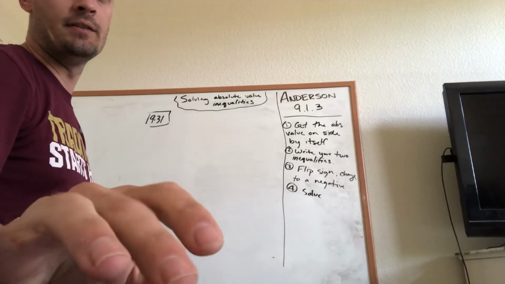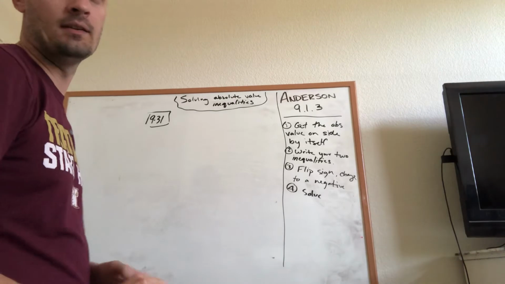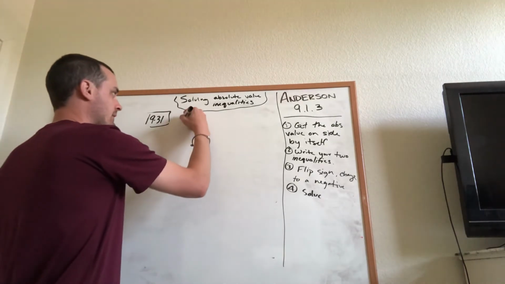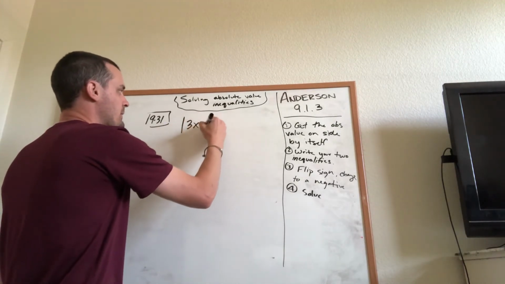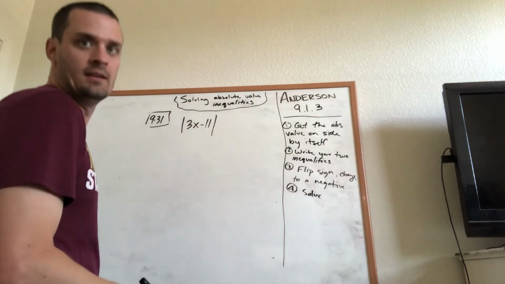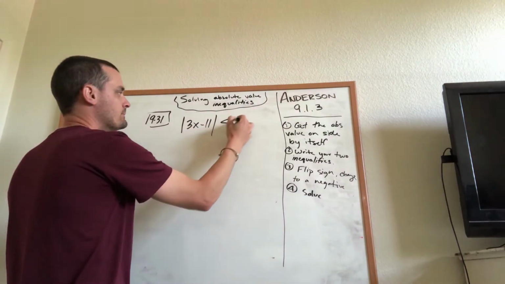D on 31 here is a good one because this is more realistic of the ones you'll see. So we get 3x minus 11 is less than negative 2.